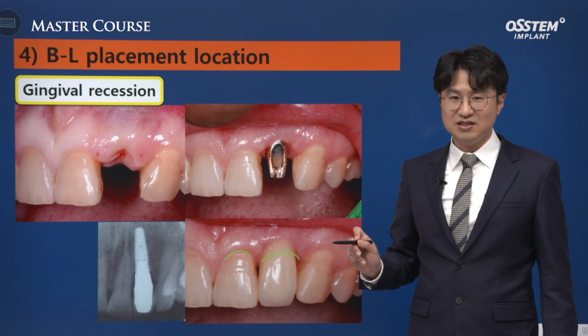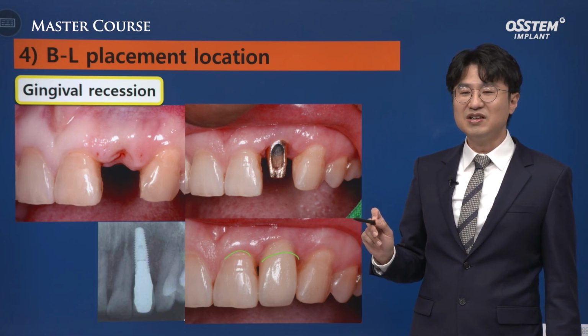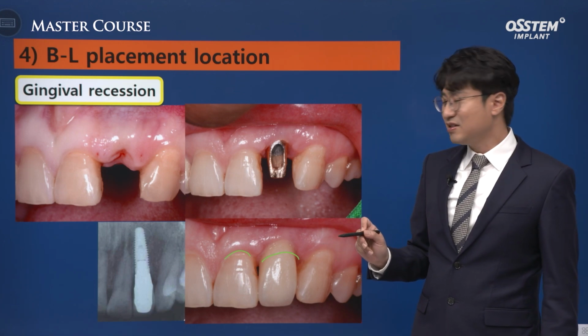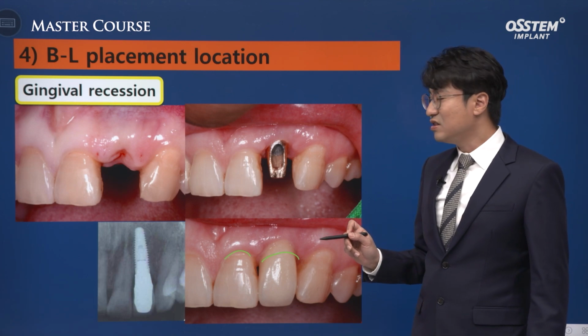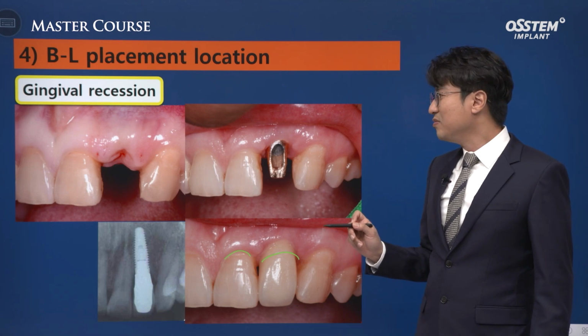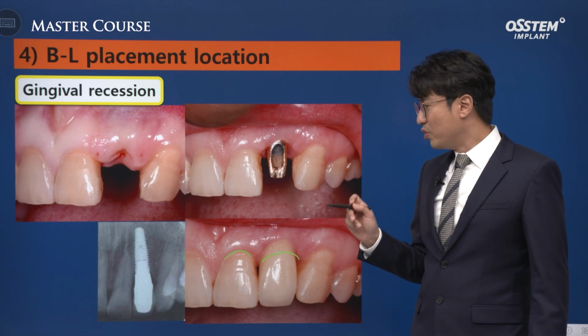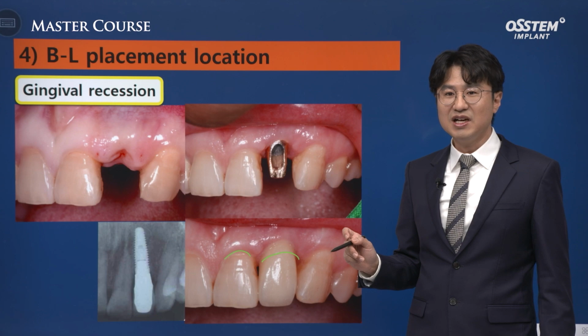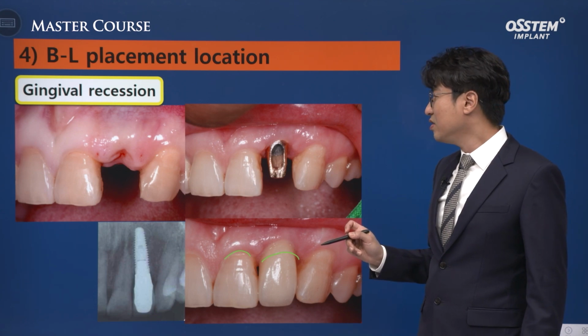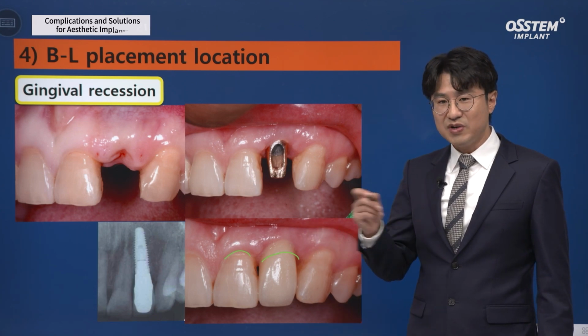In order to prevent the problem, I prefer to use the TS type implants, the bone level implant, rather than the tissue level implant. TS implant is more appropriate, and it is important to place an implant within the labial envelope.